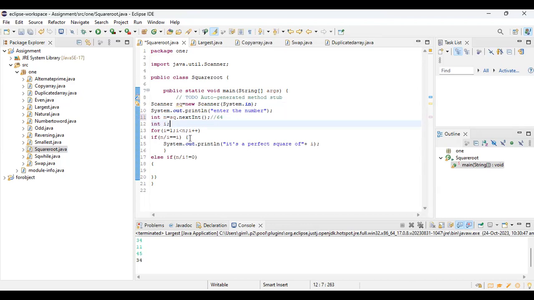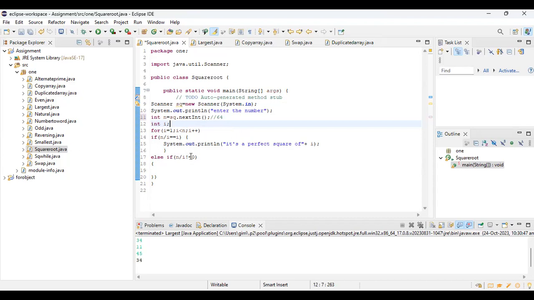And now here what happens is n by I, that is 64 by 1, 64 by 2, 64 by 3. So up to that, it will be repeating again and again. And when it comes to 8, it has to give the same value. So if it is giving the same value at that particular time, it will be printing it as a perfect square of I. Otherwise, it will just exit the loop, and it comes to this else if the n by I is not equal to 0.